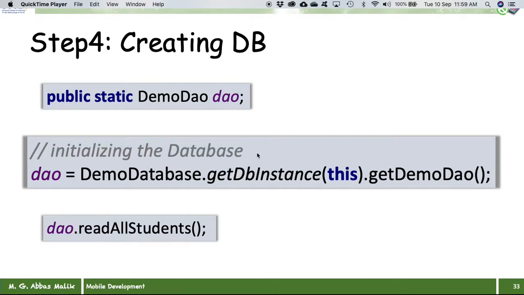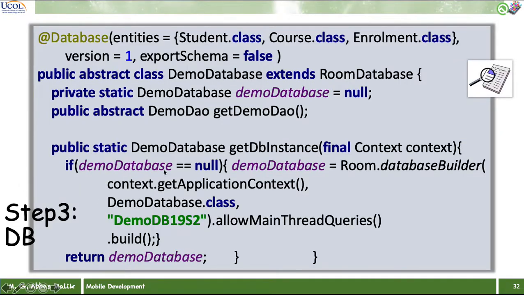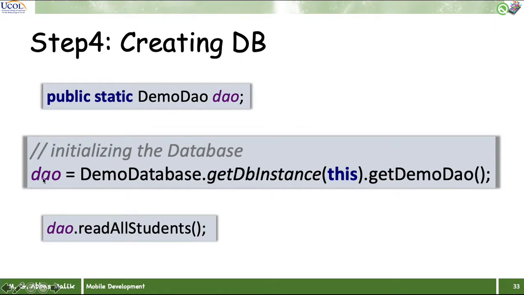So I have changed that code so that it will become more understandable. If we look at our class, we have a demo database class in which we have a get db instance method. What we are trying to do here is initialize a data access object: demo database dot get db instance. We are providing the context, that is the current activity, this, and dot get demo DAO. The first part, up to demo database dot get db instance, this, will create the database and return me that database object.